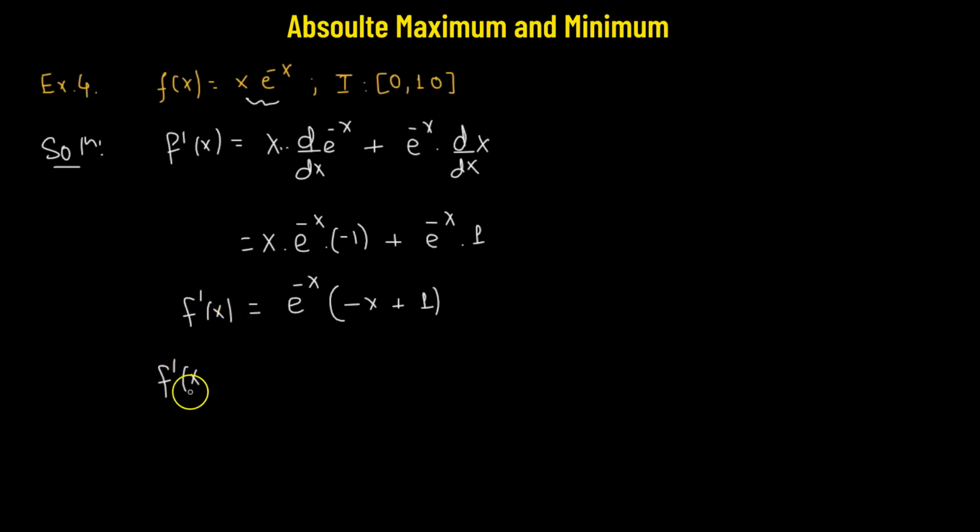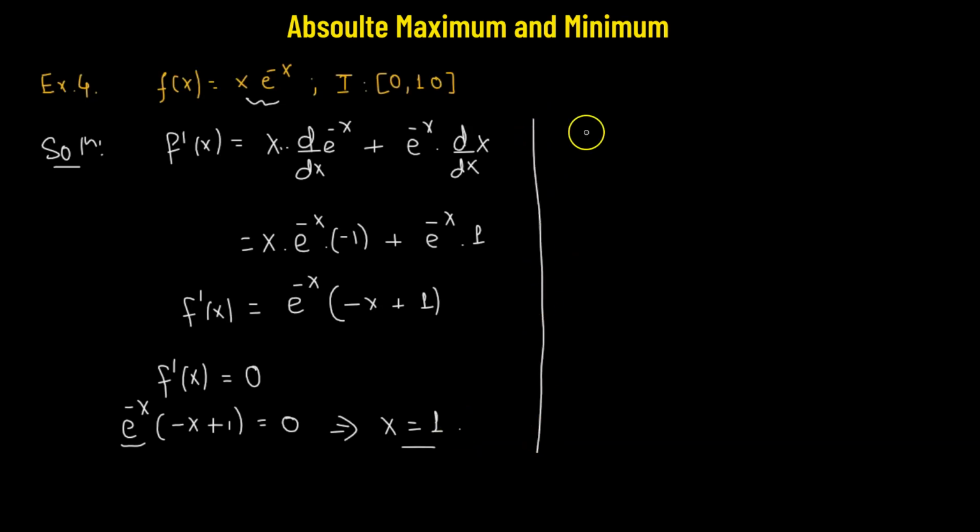Now, to find the critical point, we will equate this to 0. So we have e raised to the power of negative x times (negative x plus 1) equals 0. Here the exponential function can never go to 0. It is always positive, a non-zero entity. So that means we'll have only one critical point at x equals 1. Let us now calculate the value of the function at each critical point and endpoint.